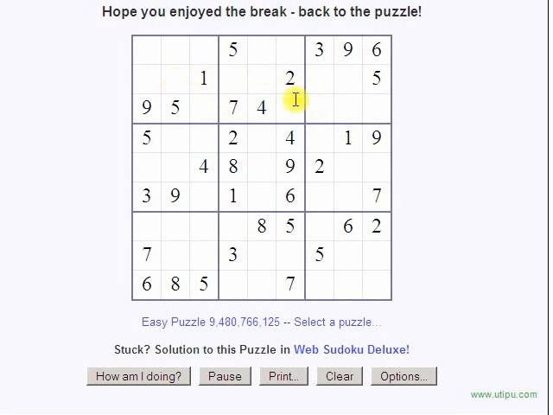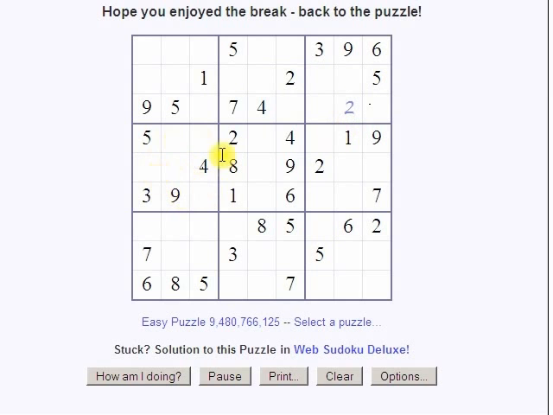Start from 1, we don't see anything we can do with 1. So let's try 2. For this block, we have 2 in this column, we have 2 in this column, we have 2 in this row. So the 2 for this block has to be here.